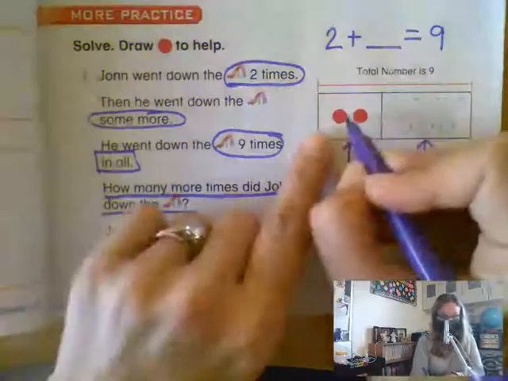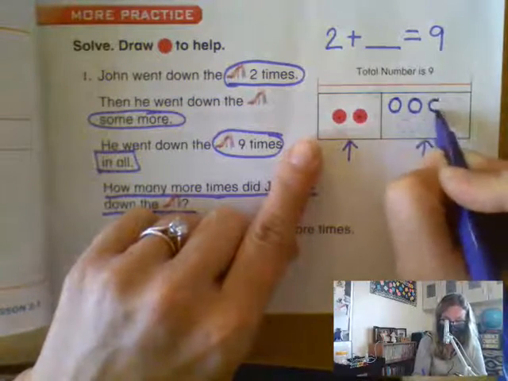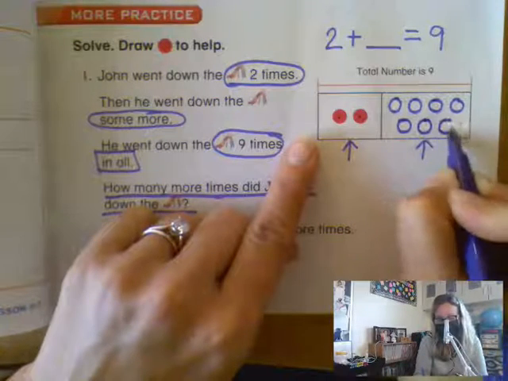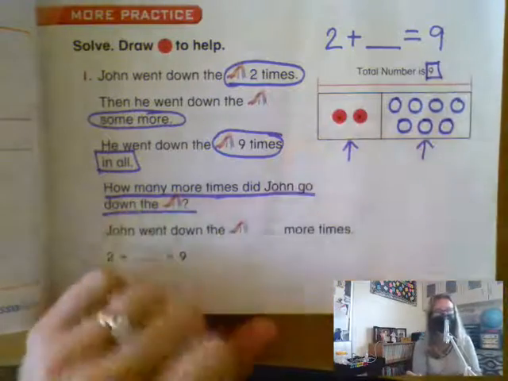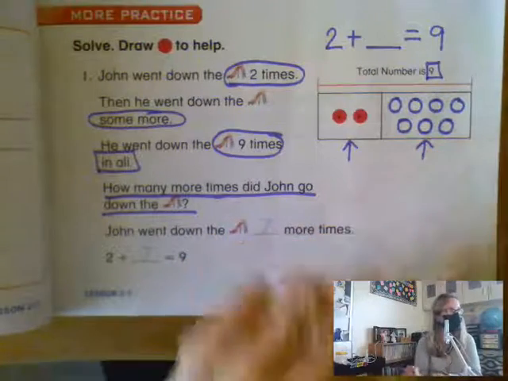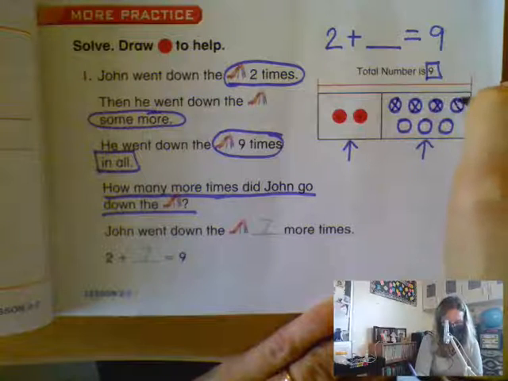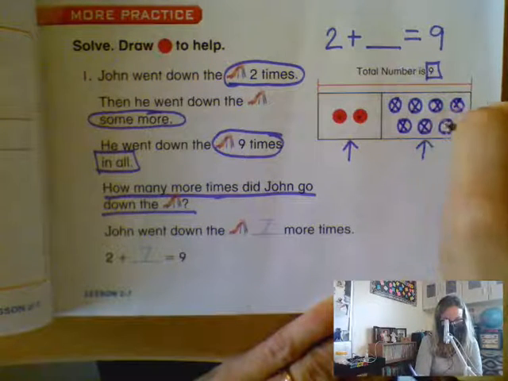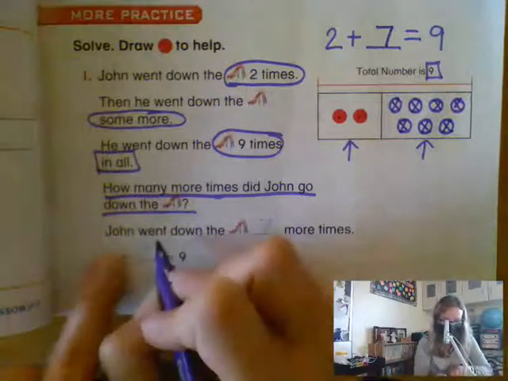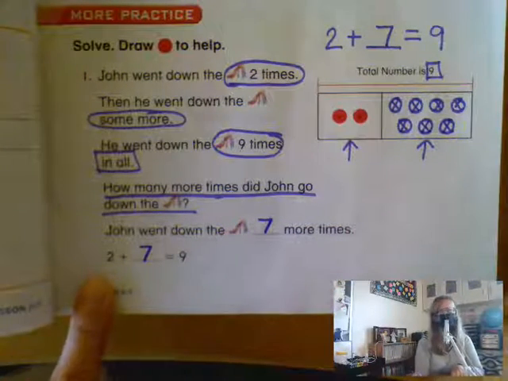So we have 1, 2, 3, 4, 5, 6, 7, 8, 9. We met our total, or our sum. We have 9 altogether. So Blake, count with me to find out what this missing part is. Ready, Blake? 1, 2, 3, 4, 5, 6, 7. So our missing number, Blake, is 7. Johnny went down the slide 7 more times because 2 plus 7 equals 9.